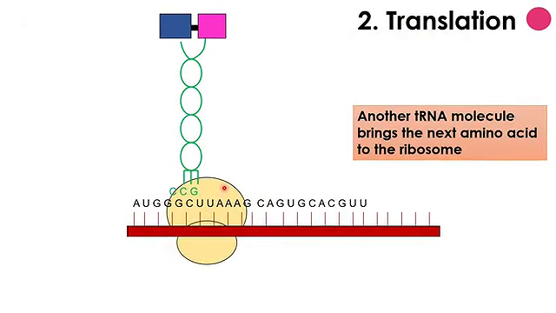Another tRNA molecule will bring another amino acid. In this case, we have a yellow one. If you look at the sequence, it reads UUA on the codon on the mRNA. So the complementary anticodon now has to read AAU. And then again, that anticodon brings a specific amino acid to the ribosome.